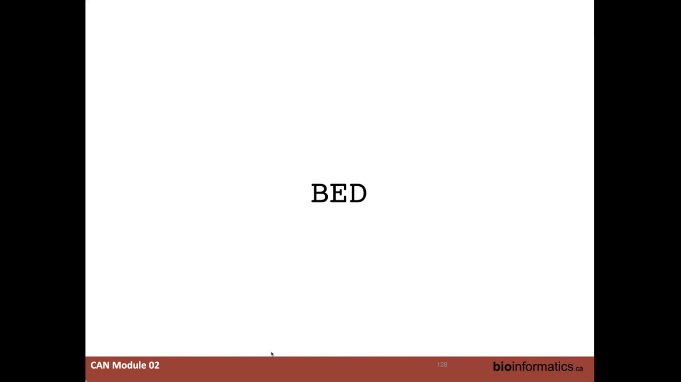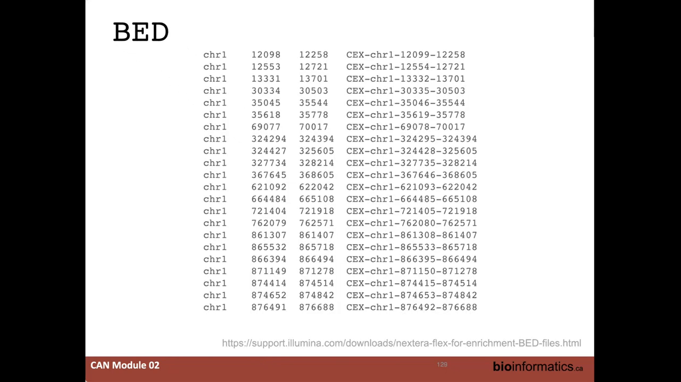Okay, BED file. This one is very, very, very important. I actually grabbed this from an exome capture file from Illumina. It's such a simple thing though, because really all it is: give me a chromosome, give me a start position, and give me an end position. So if I'm ever trying to look at a file and I want to record regions of interest to me, I can just store it in a BED file.